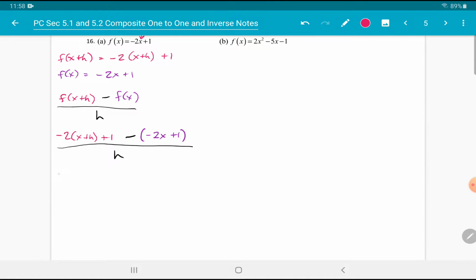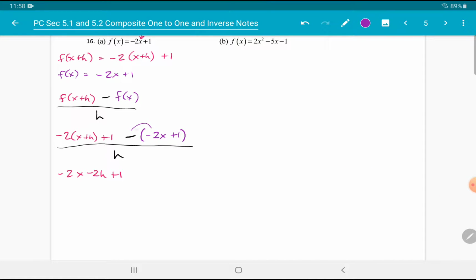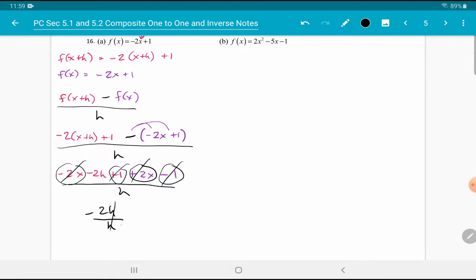Let's simplify. So now we have negative 2x minus 2h plus 1. And then I'm going to go ahead and distribute that negative to everything in there. So we'll have plus 2x minus 1. And we're going to take all that and then divide it by h. Okay, and then now we can start actually canceling things out. You'll notice that negative 2x and positive 2x cancel each other out. So do negative 1 and 1, they cancel each other out. So all we're left with then is negative 2h divided by h, and the h's cancel out, so all we're left with is negative 2. Okay, so we end up just getting negative 2 here.